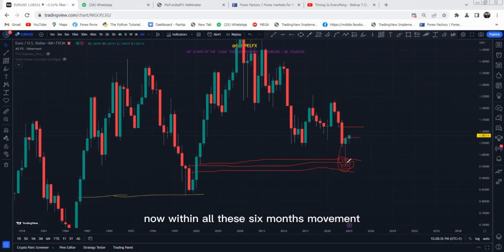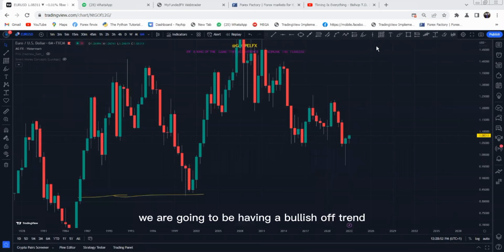Now, within all this 6 months movement, we are going to be bullish. All this pullback from here back to this CB is going to be a bullish IOF for short-term traders, which means that if you're going down to smaller time frames, we are going to be having a bullish uptrend. We are going to be having a bullish IOF. And in this case, if you are having a bullish IOF here, then any bearish order block or bearish fair value gap is not going to hold. Why? Because it's against the institutional order flow.